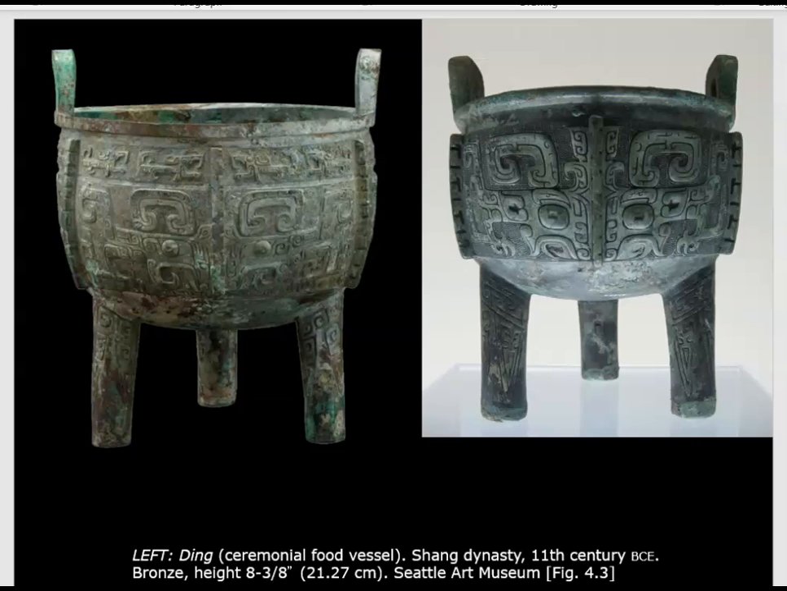This is our example from O'Reilly figure 4.3, and it is a ding. That is simply the name of the vessel shape, and a ding is a vessel that is used for ceremonial cooking. You can actually cook in it. You can also store foods in it. You can also leave it as an offering, with or without foods in it, for your ancestors. It is an object that, before it was made in bronze, existed in ceramic form prior to the Shang, so it has a long history.